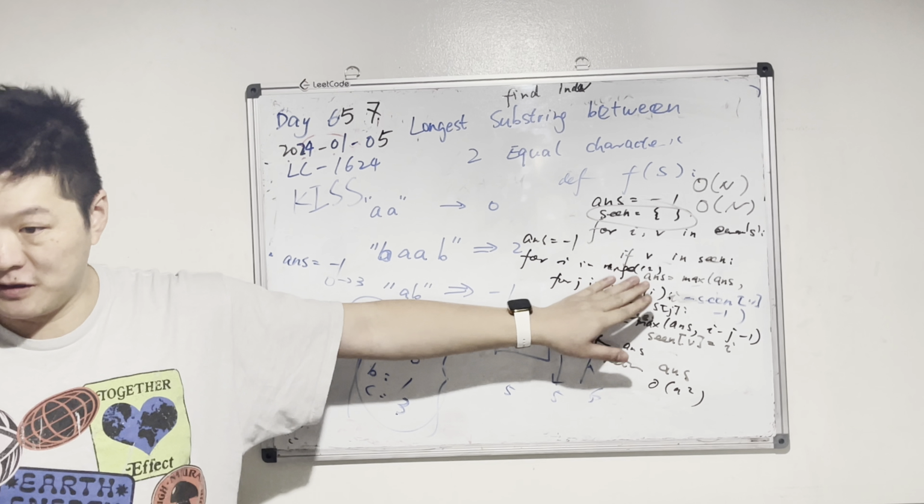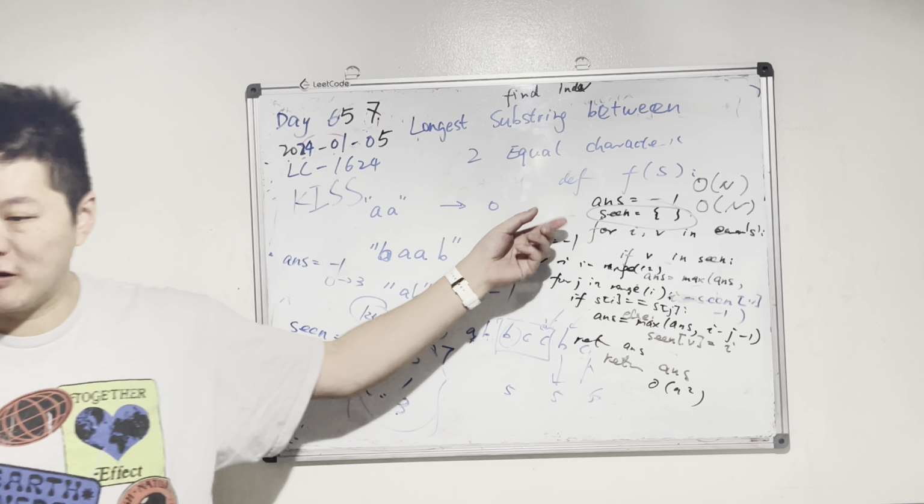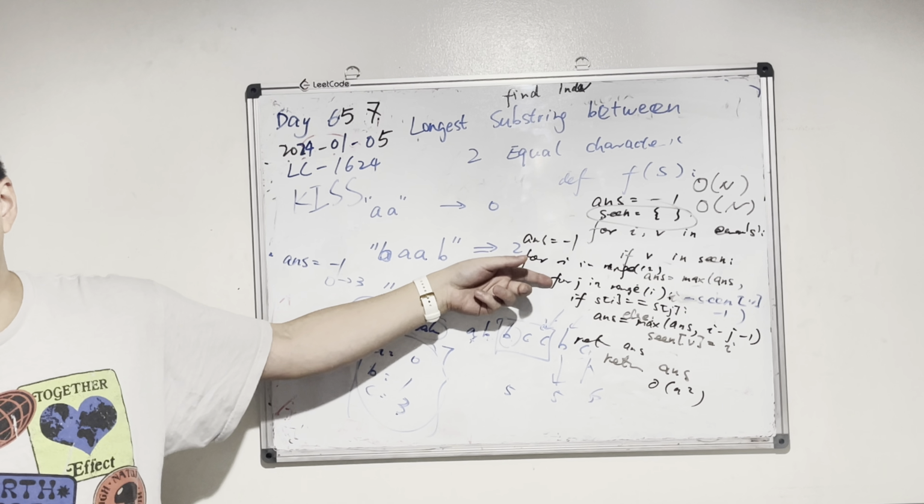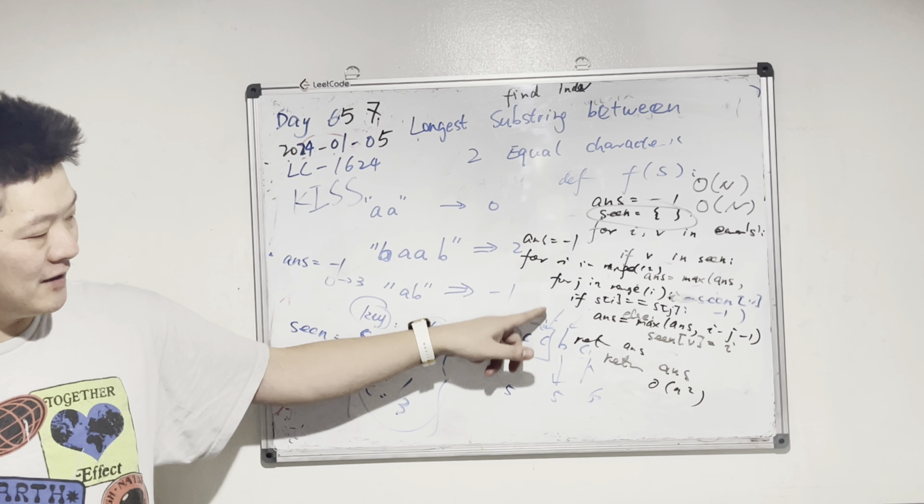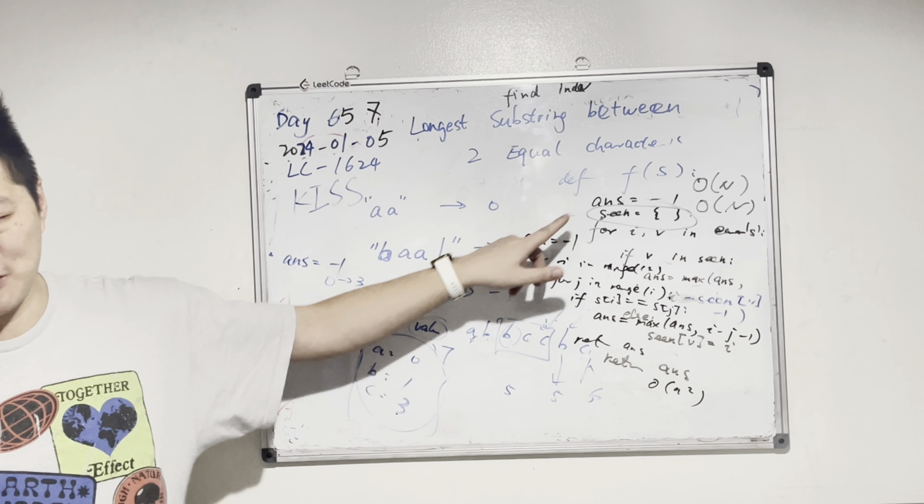So this is brute force, very slow, right? But the good thing about this brute force is the space complexity is O(1), constant. We don't need a hash table.